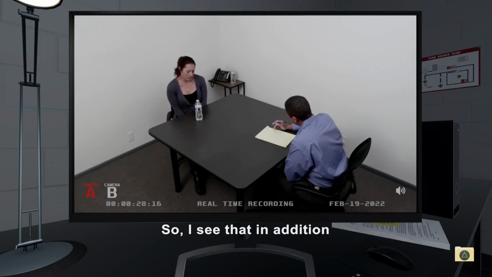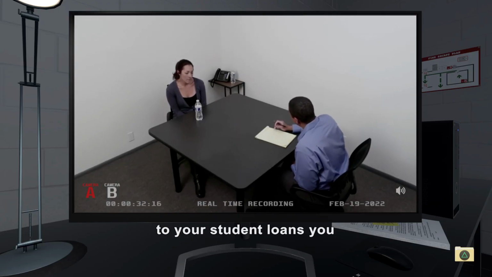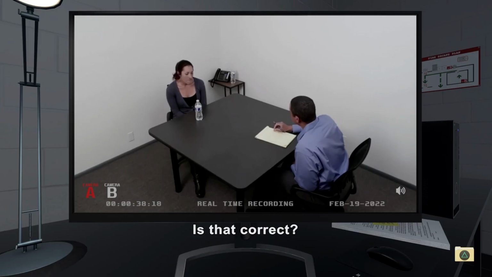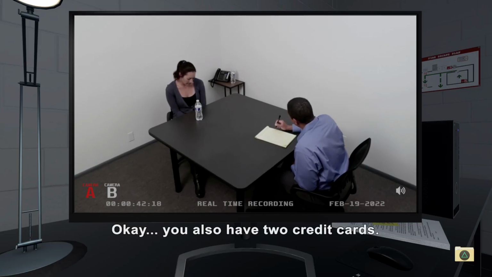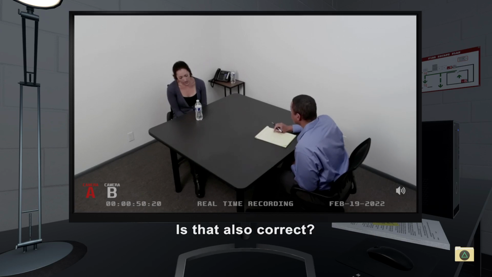So, I see that in addition to your student loans, you have a car that you own, and you owe about $5,700 on that car. Is that correct? Mm-hmm. Okay. You also have 2 credit cards. Looks like both of those are maxed out, and that's $15,000 that you owe. Is that correct? Yep. That sounds about right.